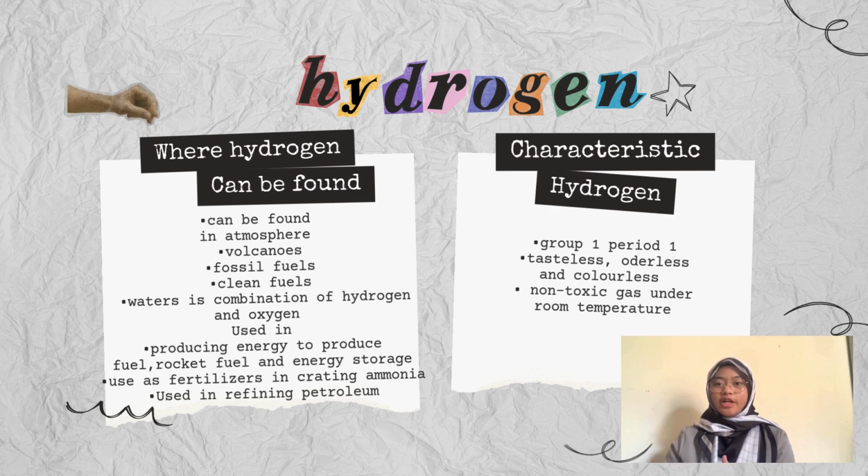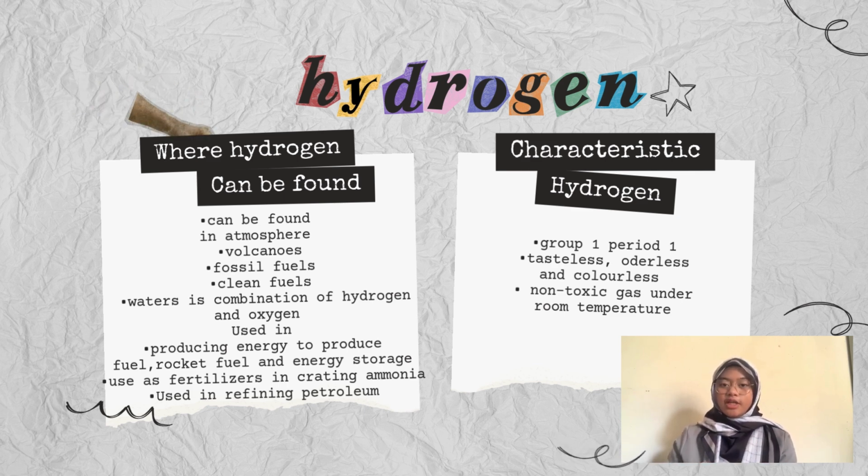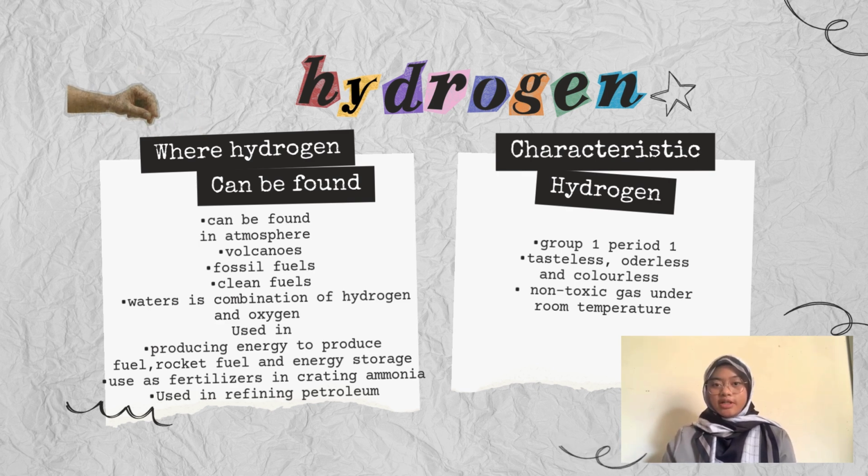We can find hydrogen in many places such as the atmosphere, water, fossil fuels and clean fuels. In water, it is a combination of hydrogen and oxygen, while for fossil fuels, hydrogen is found in coal, petroleum and natural gases. Lastly, clean fuel can be used to generate electricity and power vehicles.